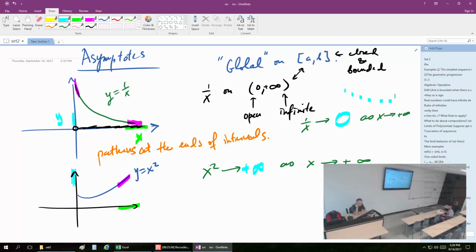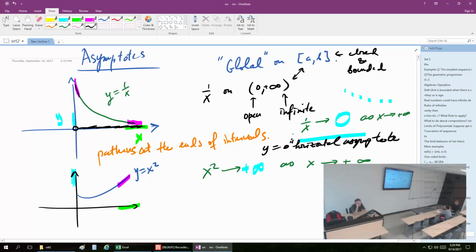Okay, so this is the case where there's a limit of a function at infinity, and then we say that this is called a horizontal asymptote. So the word asymptote, so y equals 0 is the horizontal asymptote of the function.